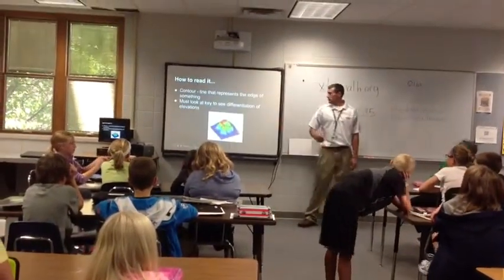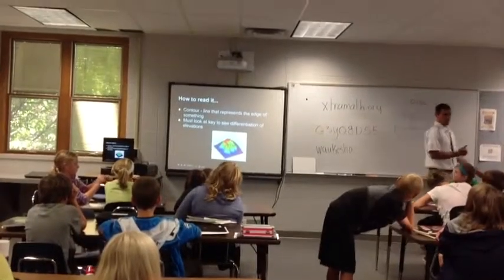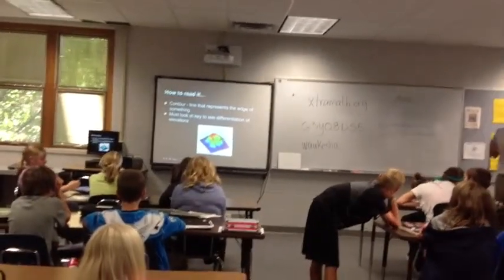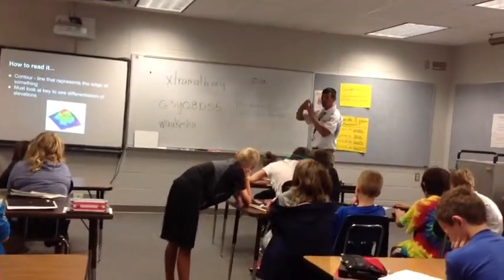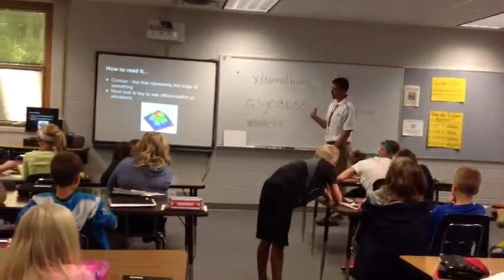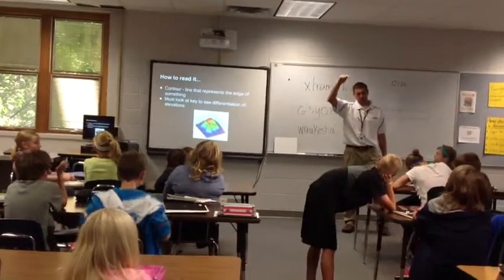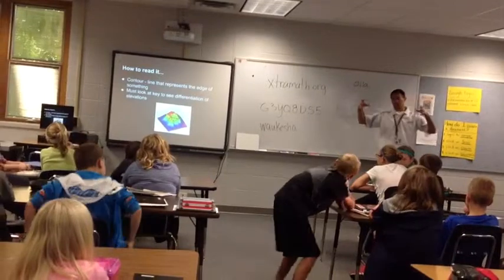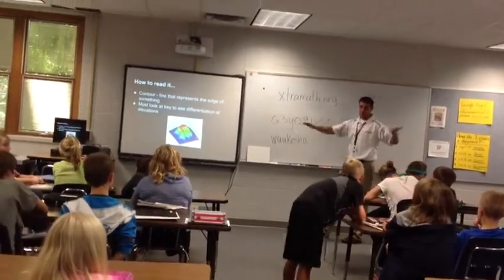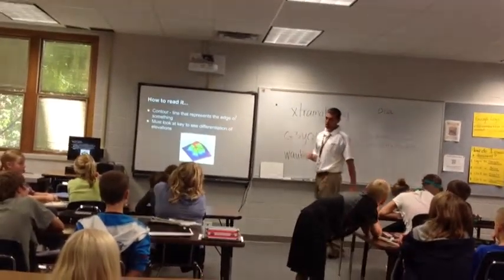Okay. So how do we read it? The contour lines are the big, important part of it. They represent the edges of something. So, in the middle of something that has a positive elevation change in impression, there is going to be a peak. At the bottom, there's going to be a valley. At the edge, where it flattens out, there are going to be no lines because there's no elevation change.